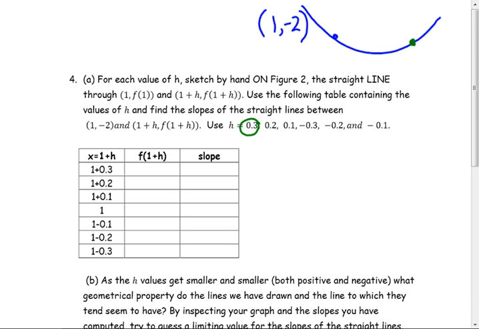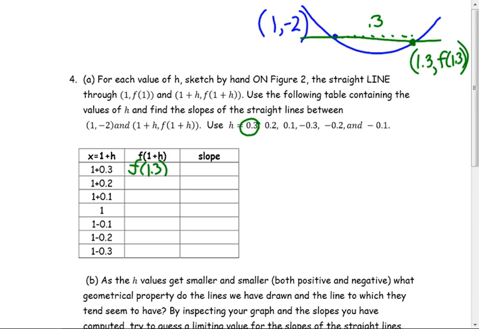So what's my new x value? This distance is 0.3. So what's my new x value? 1.3, right? What's the y value? I don't know, but it's f of 1.3. Okay? This is confusing, I know that. But I want to find the slope between these 2 points. That's what the table's for. So I need to find f of 1.3.